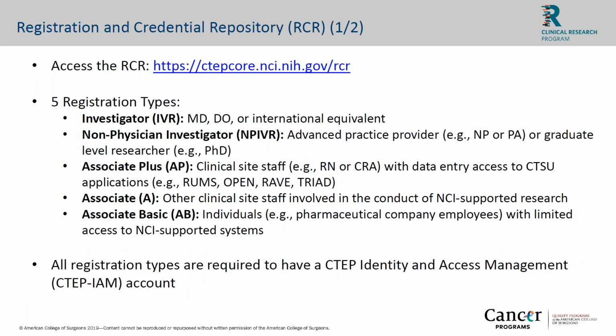In order to access the RCR, please visit ctepcore.nci.nih.gov/RCR. There are 5 different registration types: investigator, non-physician investigator, associate plus, associate, and associate basic. All registration types are required to have a CTEP Identity and Access Management account.